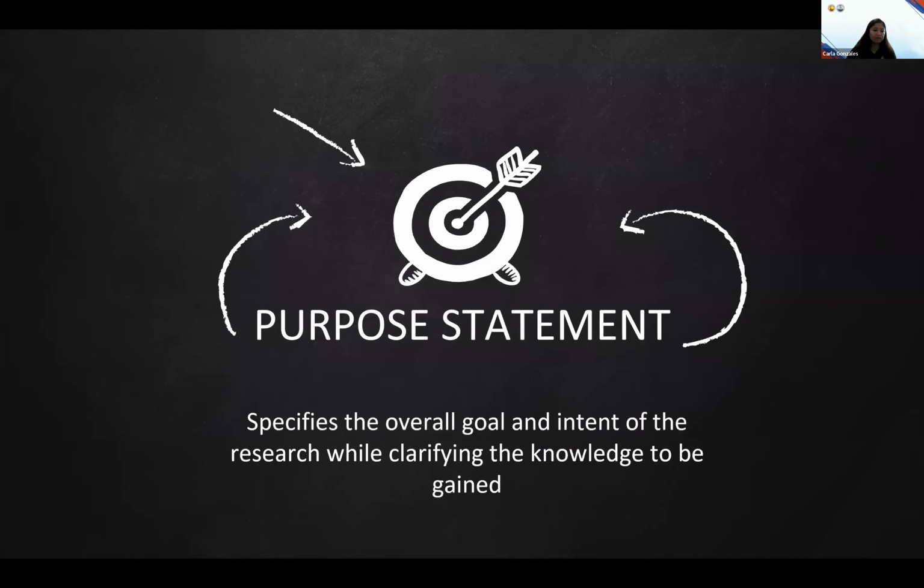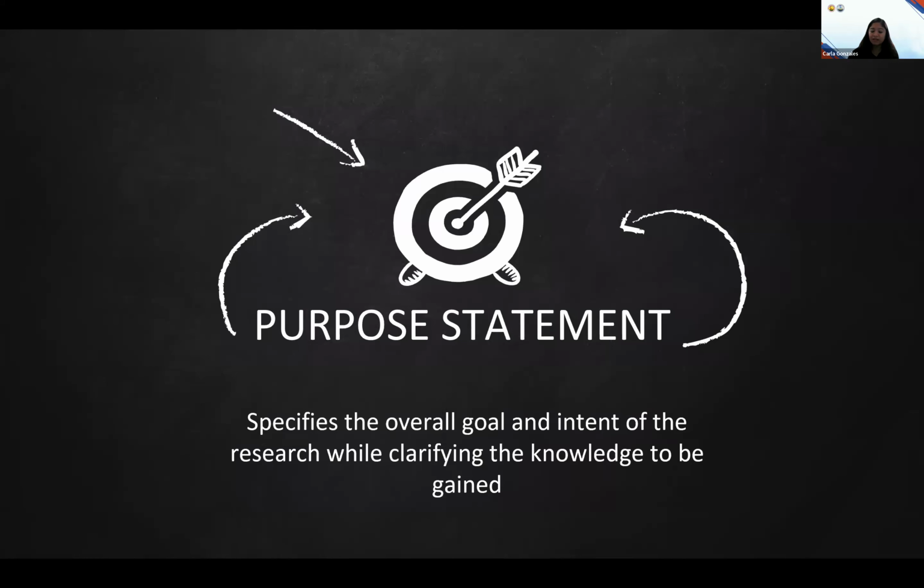So after the problem statement, we now go to purpose statements. As I've mentioned, the problem and the purpose statement are two different things. When we say purpose statement, this specifies the overall goal and intent of the research while clarifying the knowledge to be gained. This is usually a single statement. Unlike the problem statement, which usually has citations regarding statistics, a separate paragraph is usually devoted to the purpose statement.